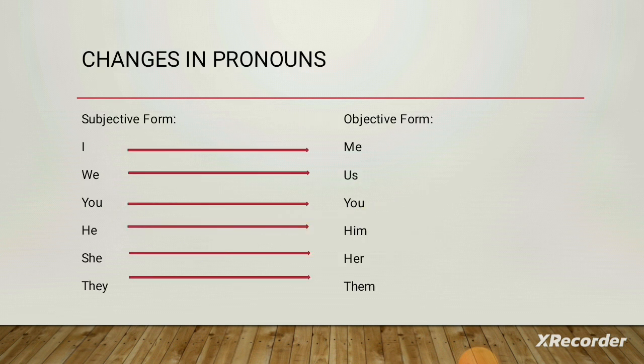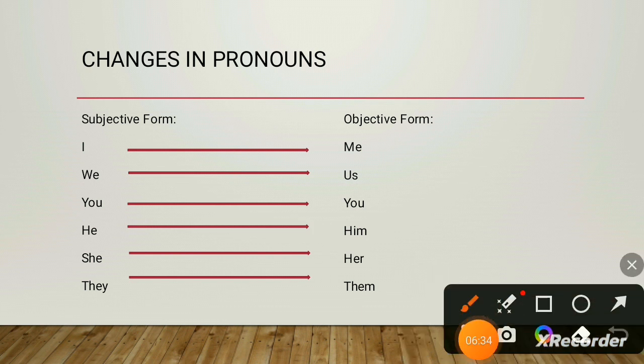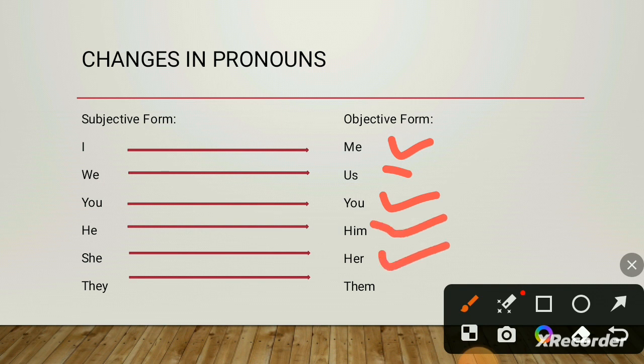So again we go through the pronoun changes. If you have subject I, then when we take it to the object position it will become me. We into us, you will remain the same, there will be no change for you. He will be changed into him, she will be changed into her, and they will be changed into them, and rest of the pronouns will remain the same.